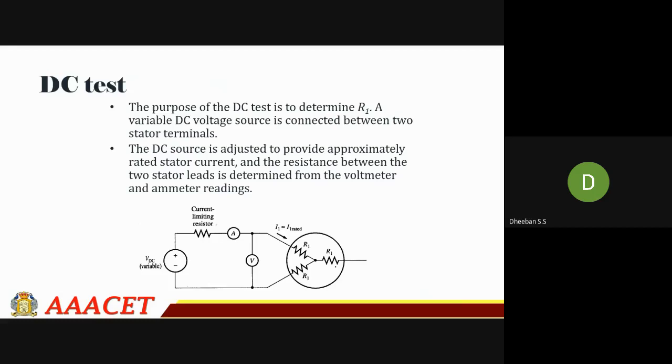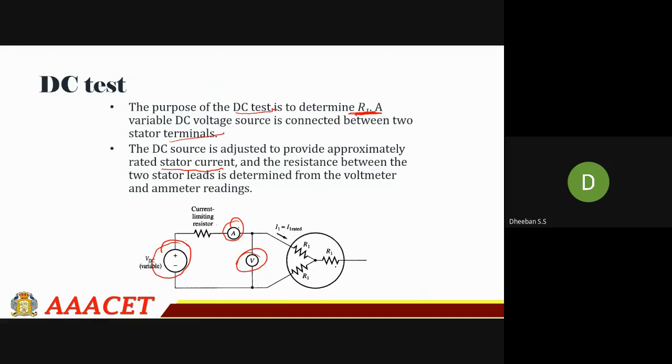Starting with the DC test, you have to know the purpose of doing it. This DC test is to determine your R1, that is your stator resistance. A variable DC source is connected between the two stator terminals. The DC source is adjusted to provide nearly the rated stator current, and the resistance between the two stator leads is determined from the voltmeter and ammeter readings.